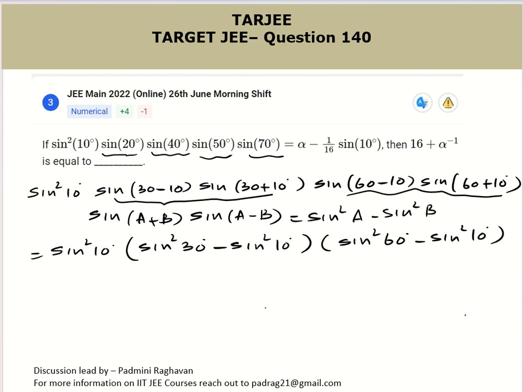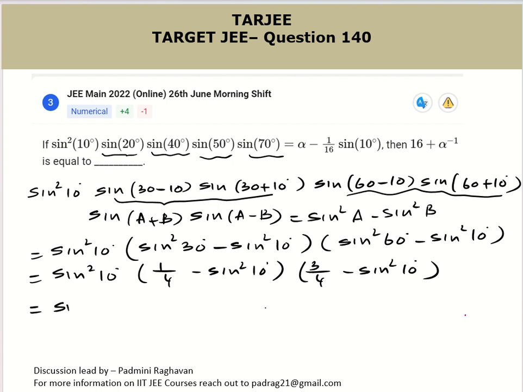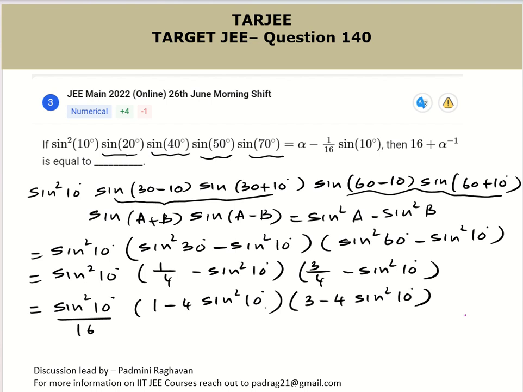Let us replace the respective values of sine square 30 and sine square 60. So I get 1 by 4 minus sine square 10, and sine square 60 is 3 by 4 minus sine square 10. Let us take this 4 as LCM and pull it out. We will get sine square 10 divided by 16, and inside the first bracket I get 1 minus 4 times sine square 10, into 3 minus 4 times sine square 10. Now, we have a sine square 10 in the beginning. Let us push one sine 10 inside the first bracket and one sine 10 inside the second bracket.